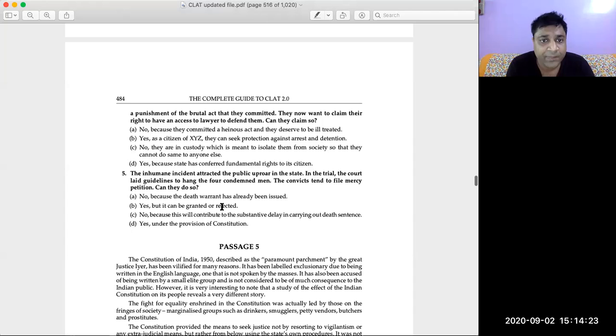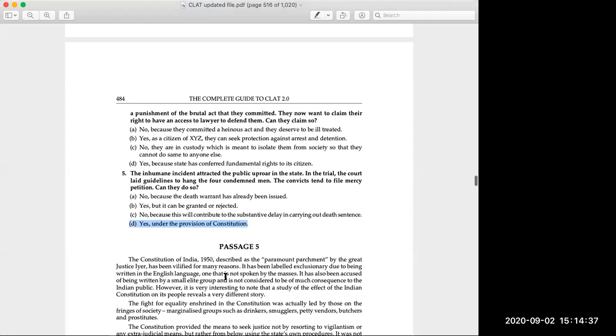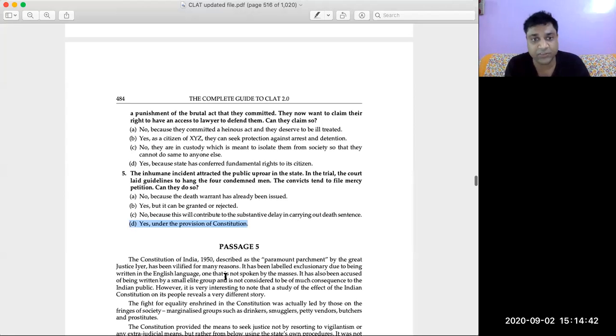That's not wrong, but because the passage is talking about the provision of constitution under which, you will say, can they do so? Yes. Why? How? You will say, sir, because it is written in the passage. I will say, where is it written in the passage? Then you will say, sir, in the passage it is written that the constitution allows. That's what the answer is. Okay, sir. Is it written in the passage that it can be granted, rejected?